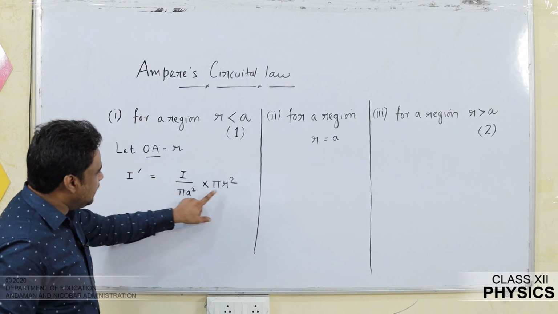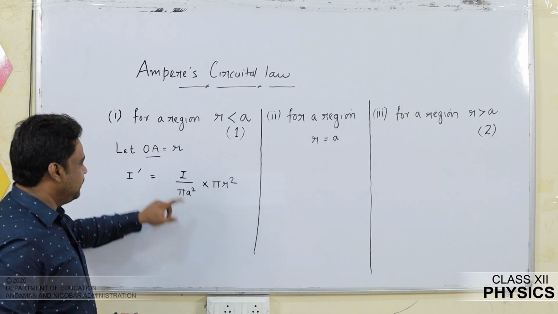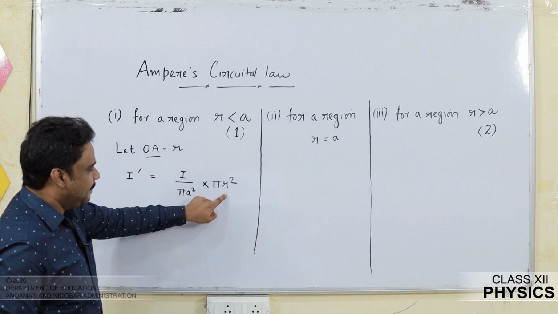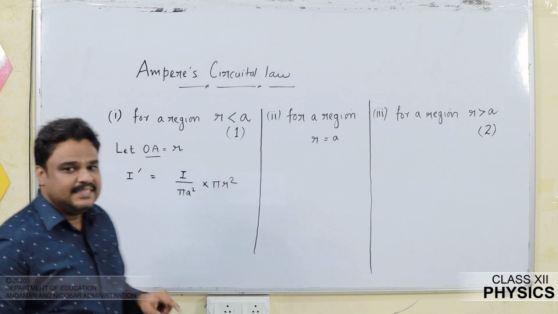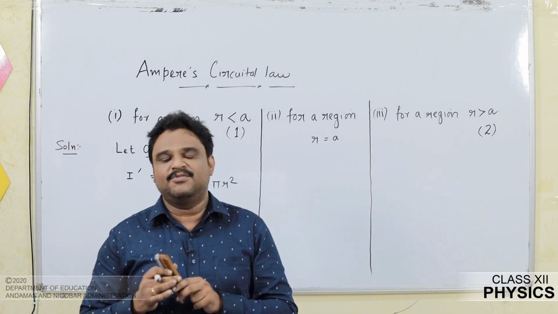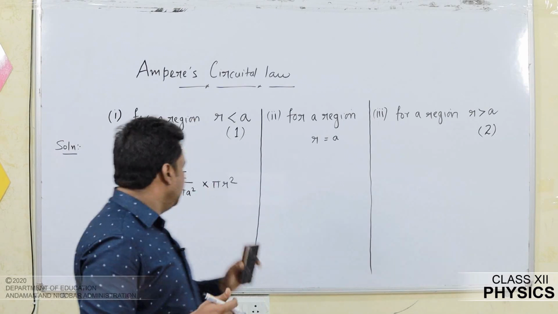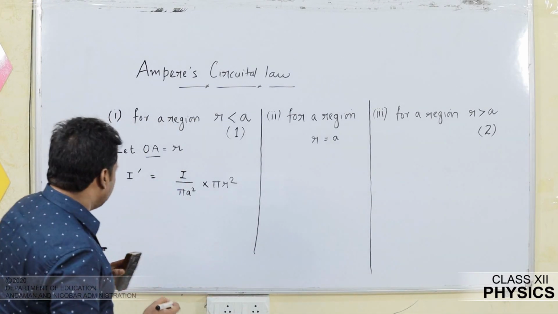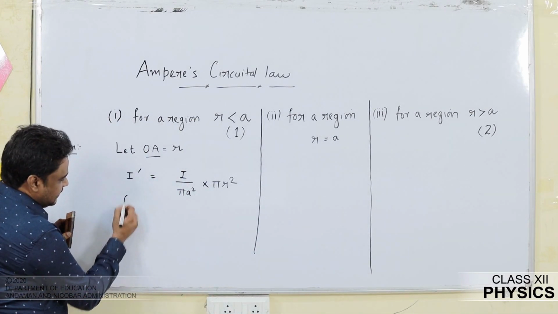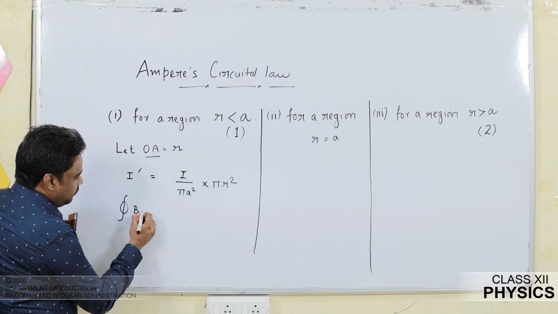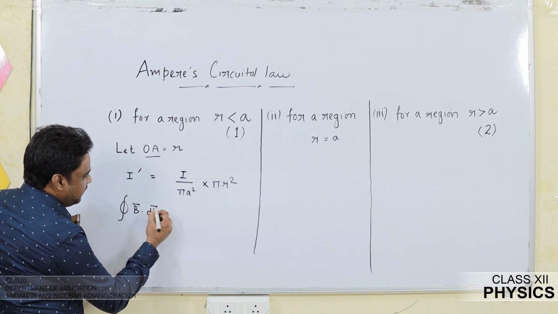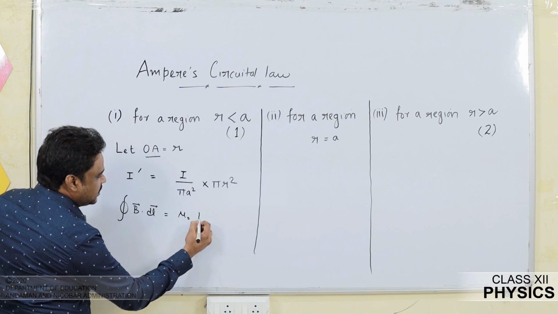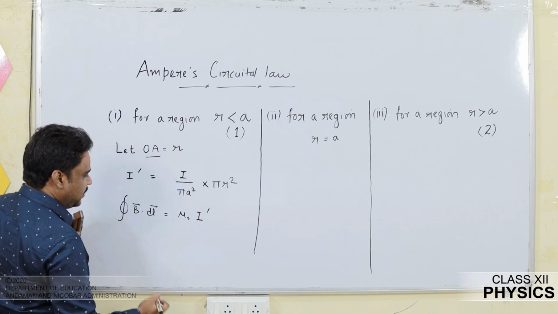This means for a region pi r square, the contribution will be I by pi a square into pi r square, and this is the new current that flows through the region OA. Now I am going to use this in Ampere's circuital law. So what about Ampere's circuital law? I can say it is closed loop B vector dot dl vector is equal to mu naught I dash.